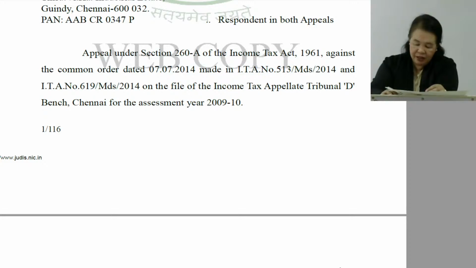So kung ano yun na dyan, susunod tayo. Although talagang magagaling sila, and they have collected so much in transfer pricing cases. Okay. So the appeals were admitted and consider the following substantial questions. Ito yung mga issues doon sa appeal.